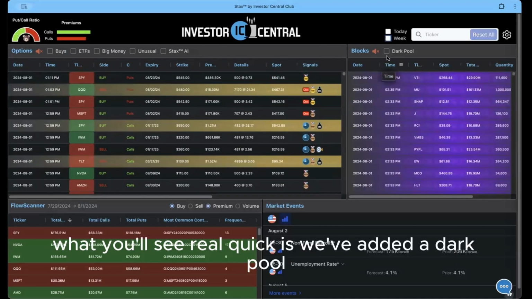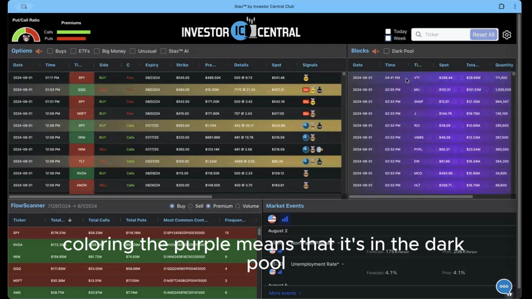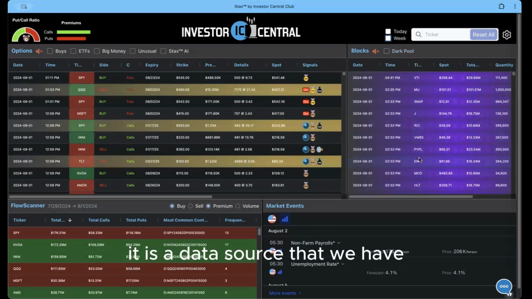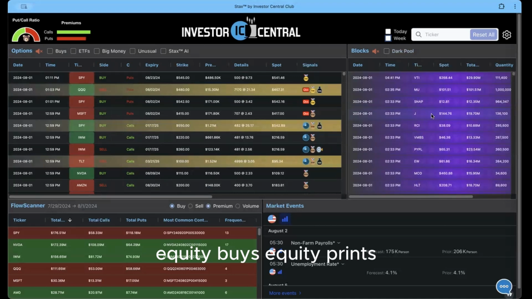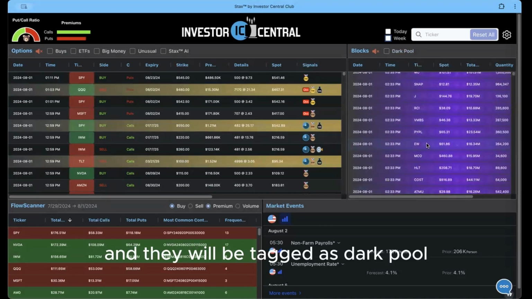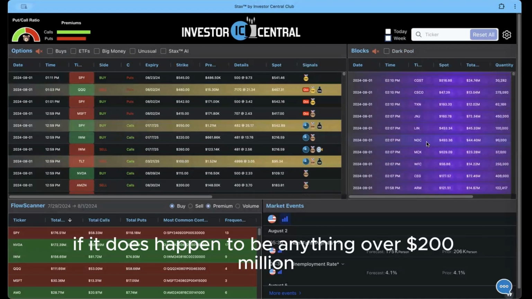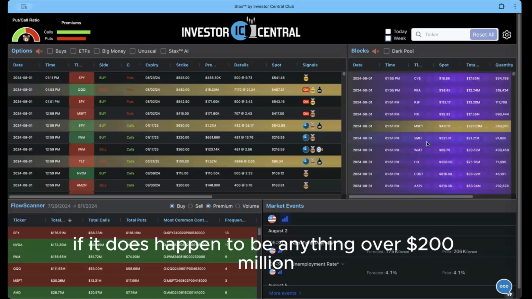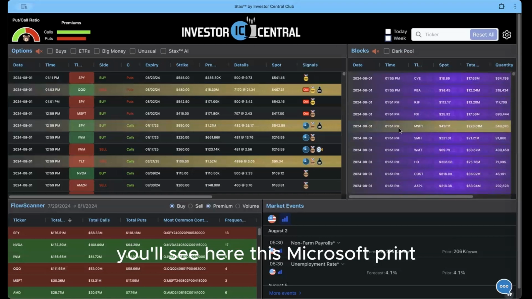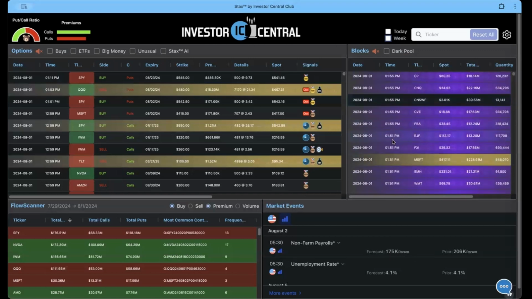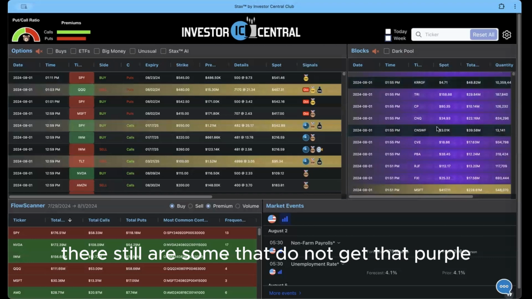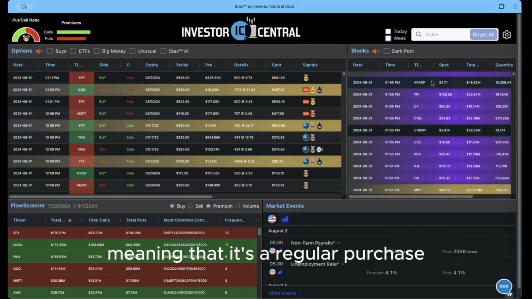On the right, what you'll see real quick is we've added a dark pool coloring. The purple means that it's in the dark pool. Specifically, it is a data source that has a code tagged along with these equity buys, equity prints, and they will be tagged as dark pool. If it does happen to be anything over $200 million, you'll see here this Microsoft print, it will be tagged in a gold color as well. And you will see there still are some that do not get that purple, meaning that it's a regular purchase, not through the dark pool.